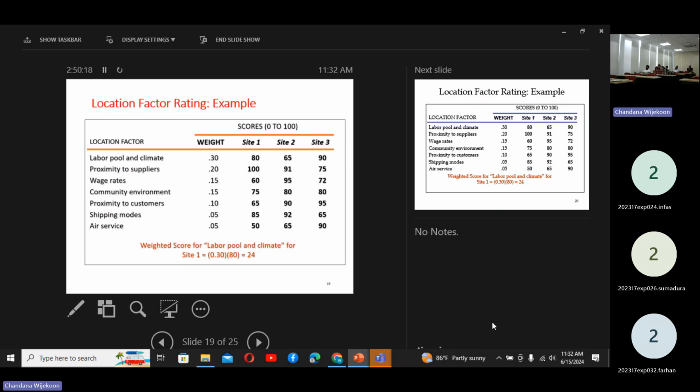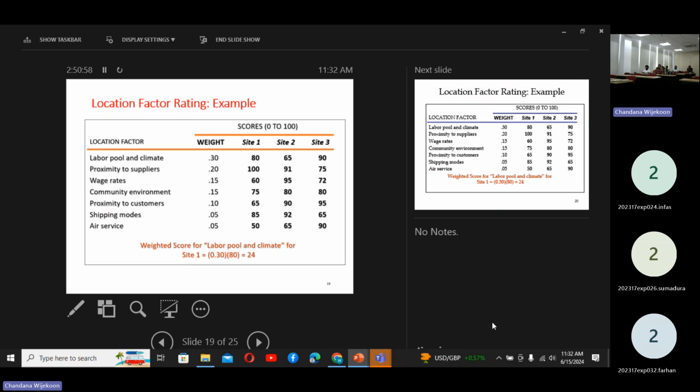Like proximity to suppliers, site 1, 100, 2, 91, 3, 75. So which location is most preferred? Site 1. Understand? 100 out of 100. Perfectly fit. Compared to other places, this is perfect in terms of proximity to suppliers. So likewise, for all the other factors also, we should get a score for each site.